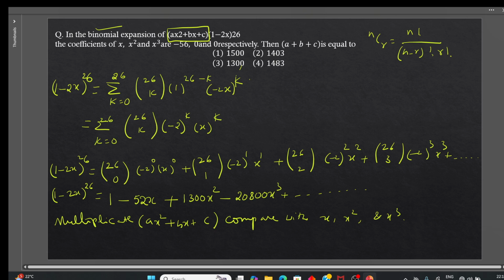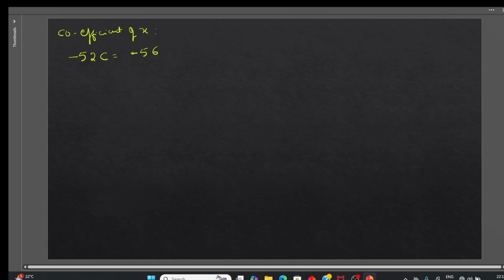First, the coefficient of x means we get minus 52c is equal to minus 56. Observe here, this one, minus 52c, is the coefficient of x, and in the question it is given as minus 56. So now find the c value from this equation. Minus minus cancel, c is equal to 56 by 52. The value is 14 by 13.